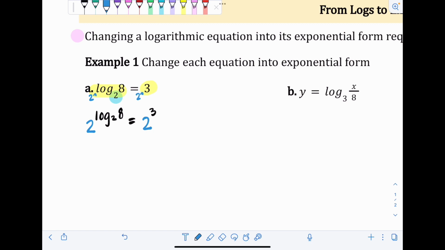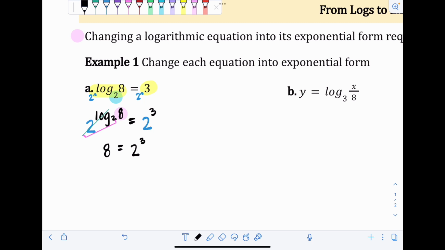And the reason that we do that is because exponentials and logs are inverses of each other, so they will cancel each other out. So now the exponential with the base of 2 and the log with the base of 2, those will cancel each other, and we'll just be left with what we're taking the log of, which is 8, and then equal to the 2 to the third on the other side.